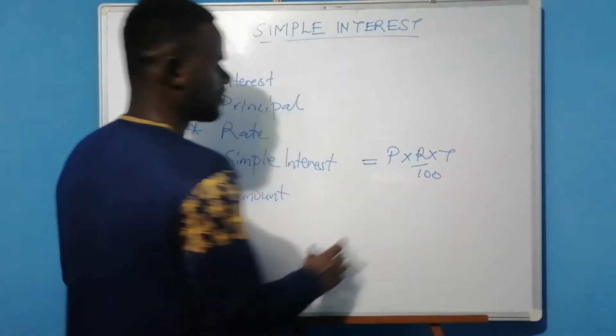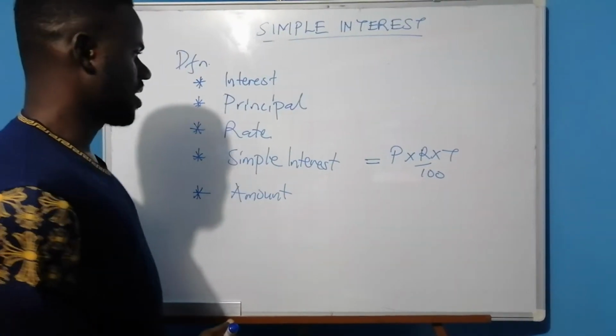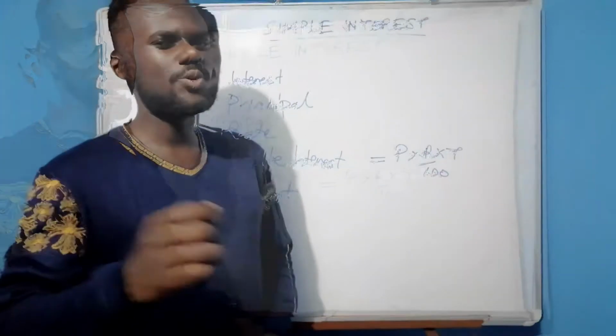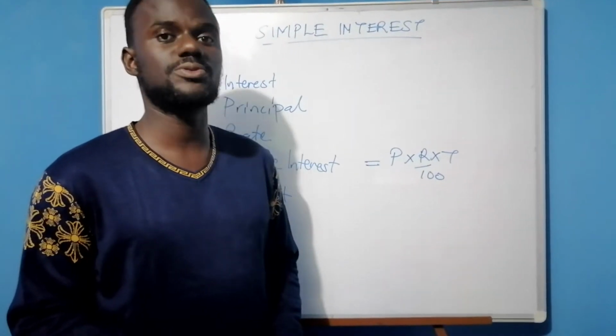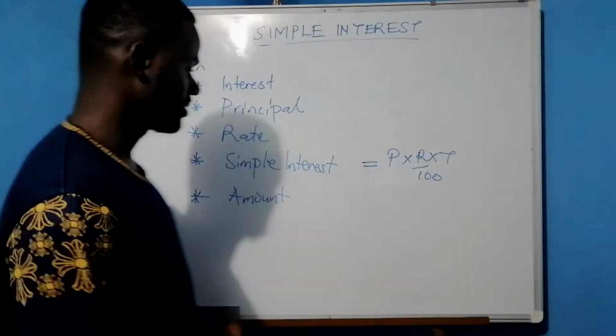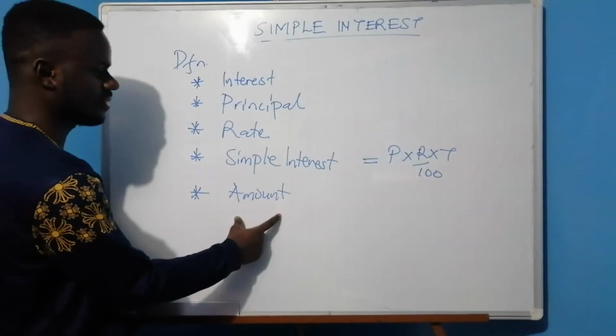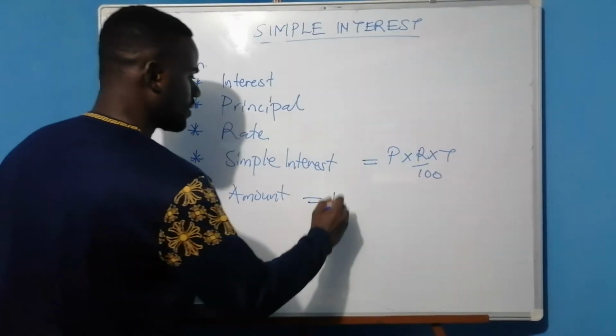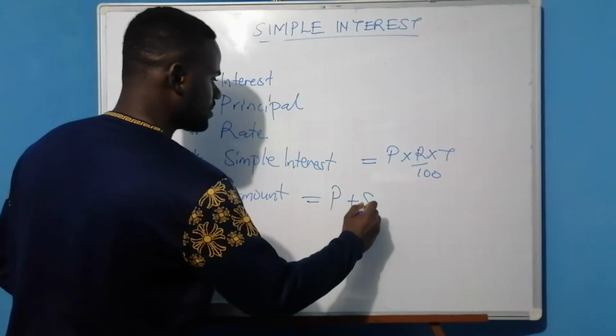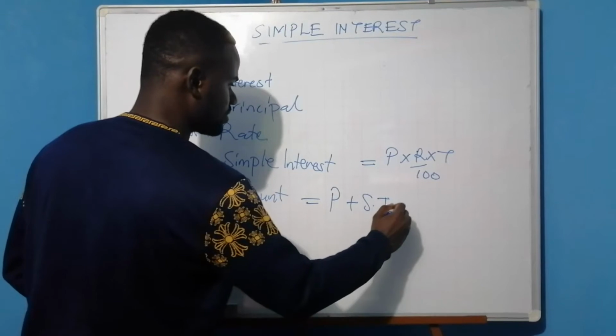That is how you have to make it all over 100. When you add the simple interest to the principal that you had, that will get us the amount. And therefore, the amount is simply the principal added to the simple interest.